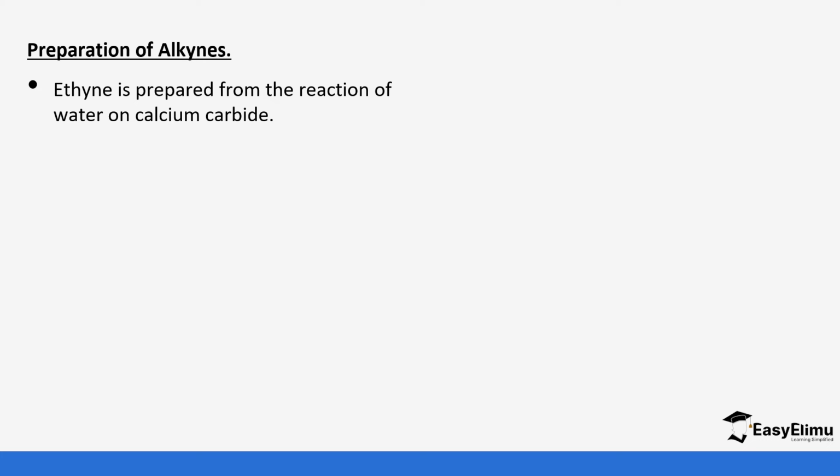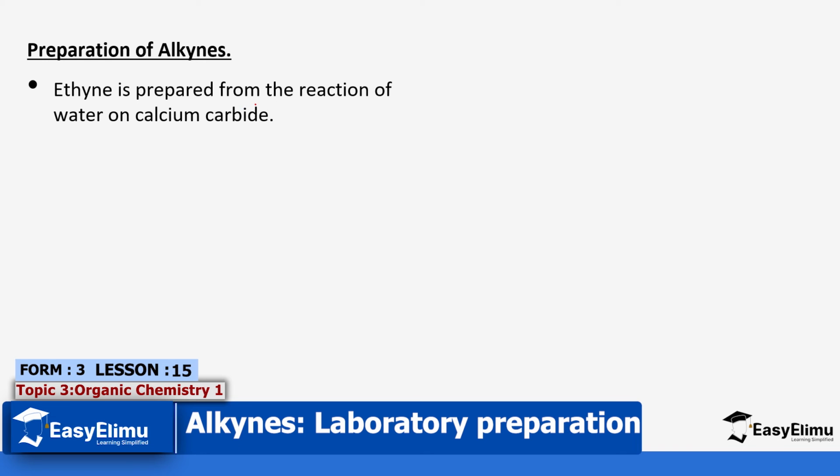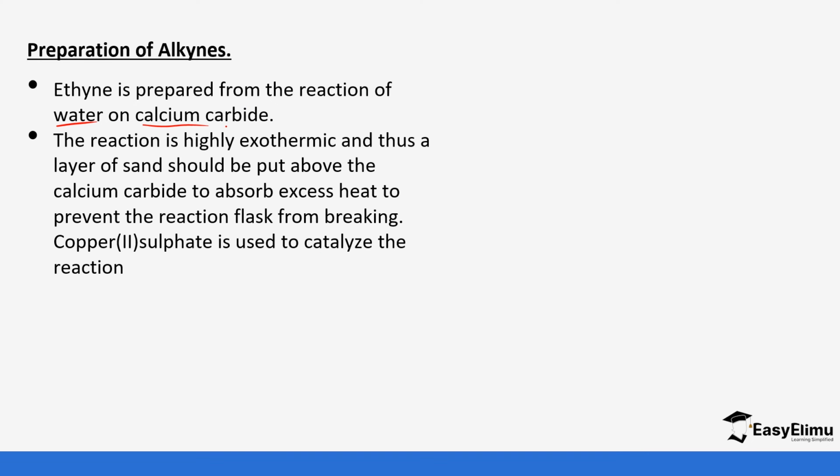Alkynes are usually prepared, and specifically ethyne. You'll notice we will be discussing only ethyne because the other members are prepared differently. Ethyne is prepared from the reaction of water on calcium carbide.